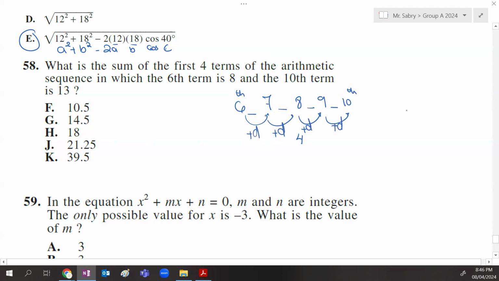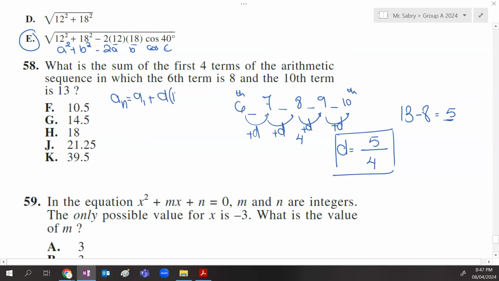Therefore I'll do 13 minus 8, subtracting them to know how big the whole difference is, and that difference, which is 5, I'll divide by 4 because there are 4 differences that happen. So now I know that the common difference is 5 over 4. Because I know the difference, I can now find the sum, and I know the sixth term. I can go back and find the first four terms, or I can use the rule to find the first term. The rule states that an equals a1 plus the difference multiplied by n minus 1.